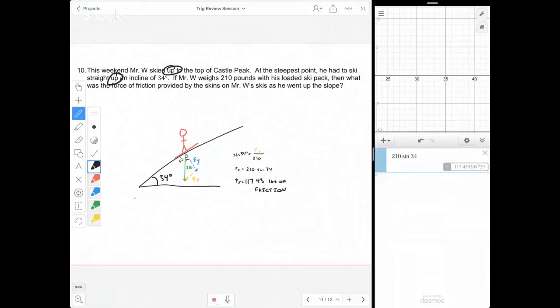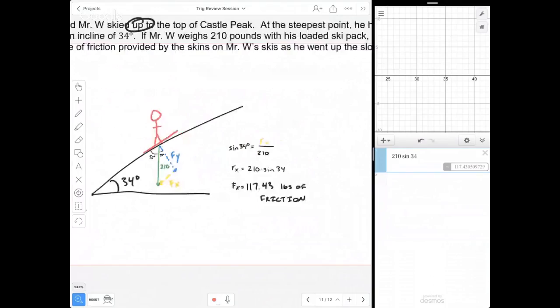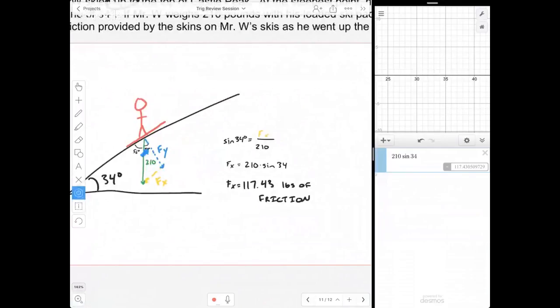If there are no questions on number 10, shall we look at the ambiguous case of the law of sines? Am I using sine because I was interested in this portion of the force? Sine, Michelle, relates the opposite side to 34 to the hypotenuse. Sine is opposite over hypotenuse. So I'm using sine because this is the part I want. It's opposite the 34, and because I know the hypotenuse, 210 pounds.